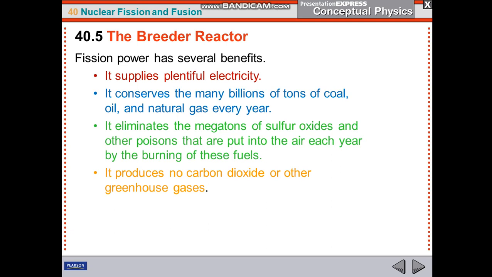It eliminates the megatons of sulfur oxides and other poisons that are put into the air each year by the burning of these fuels. So definitely air pollution is less. It produces no carbon dioxide or other greenhouse gases. So these are really benefits of fission power.